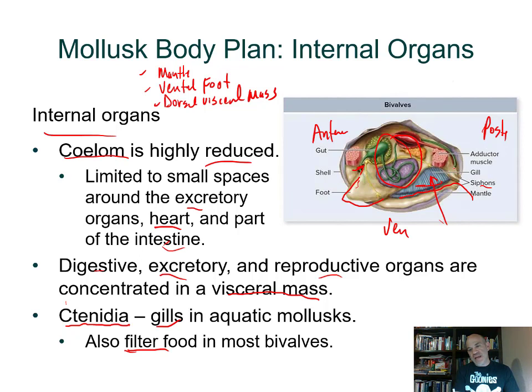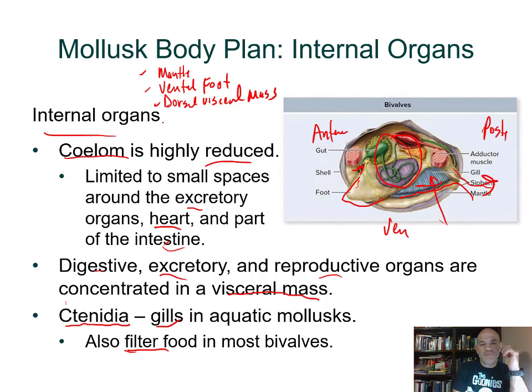And right there is where the anus is. So the anus releases waste right here, and it goes out, being flushed out there. So even though this clam doesn't look like it has a head end to it, it still has the ventral foot, dorsal visceral mass. It's got a shell, which some have lost. So the basic body plan of the ancestors of all of these is that.